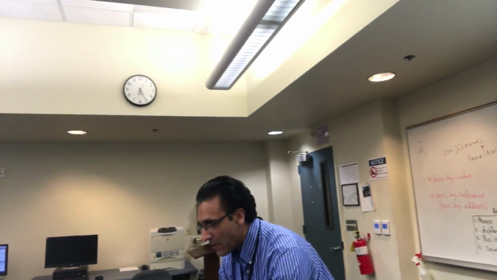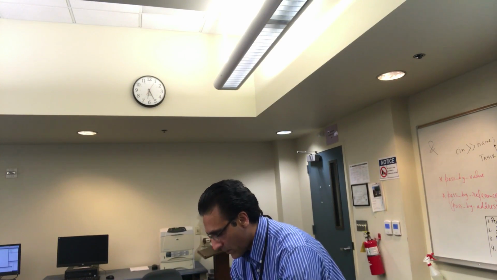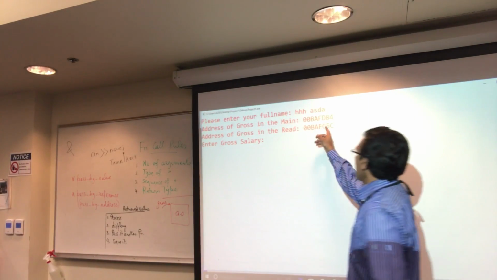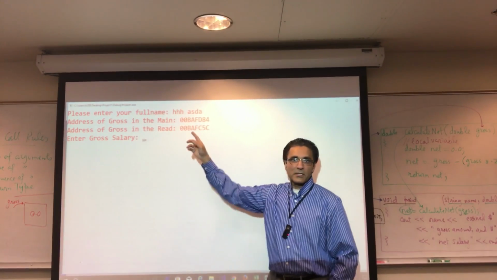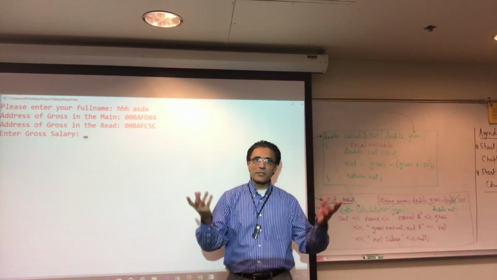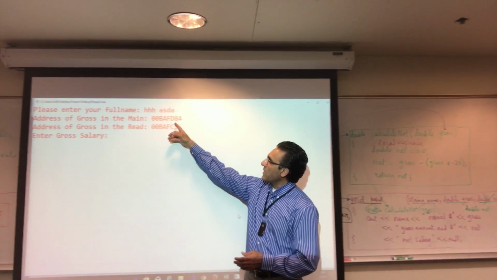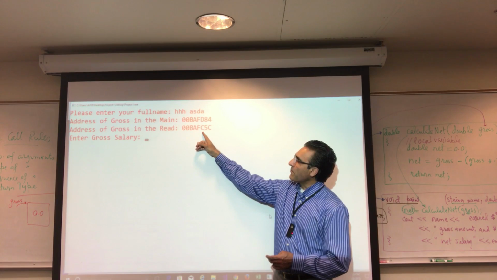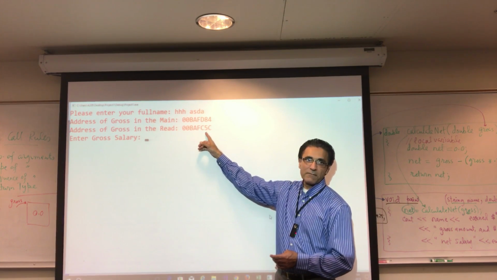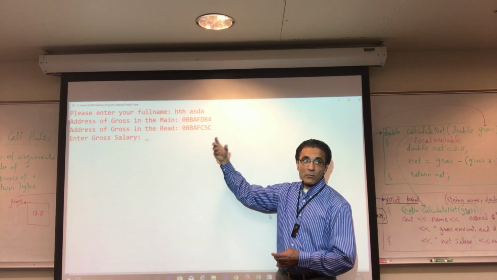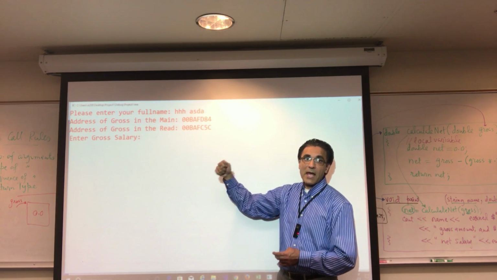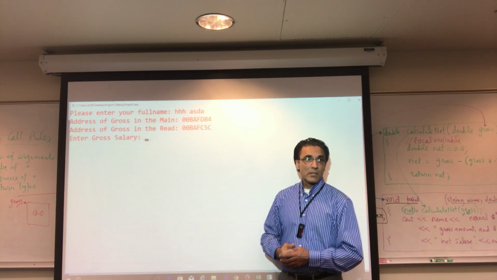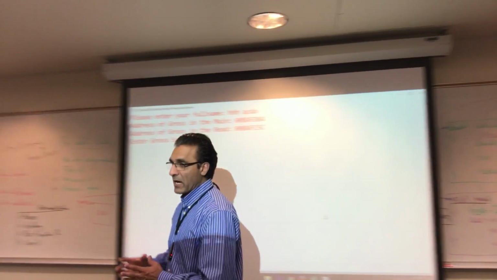So when we run this one, we enter some name here, and here is the address of gross in the main. I can see the hexadecimal address. In my case, I just kept it simple. I said just assume it's 1000. Here it is, D84 in the main function. And it is different from the read function, C5C. As you can see, it's different. So it's the same variable, gross, in all 3 places, but it has its own copy. So it's a different memory location or RAM location.